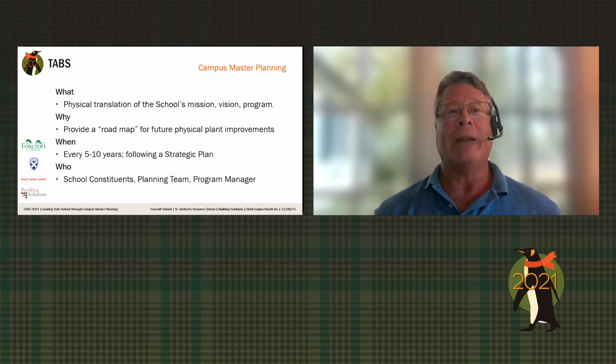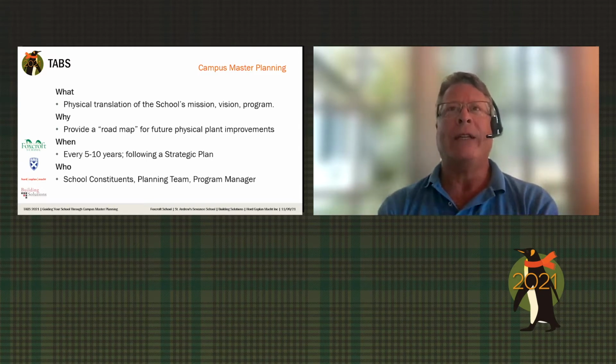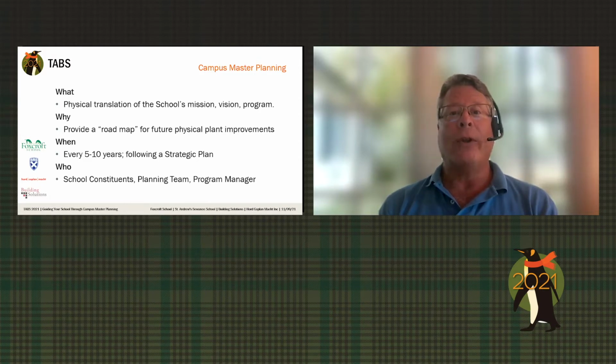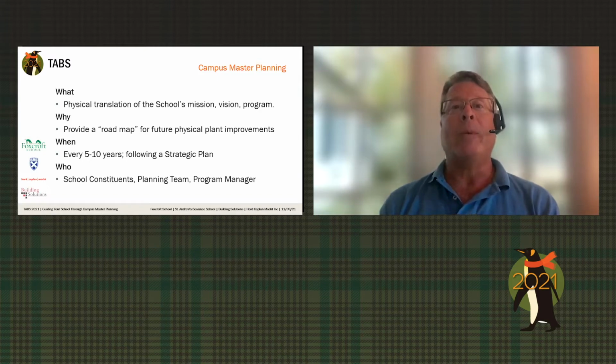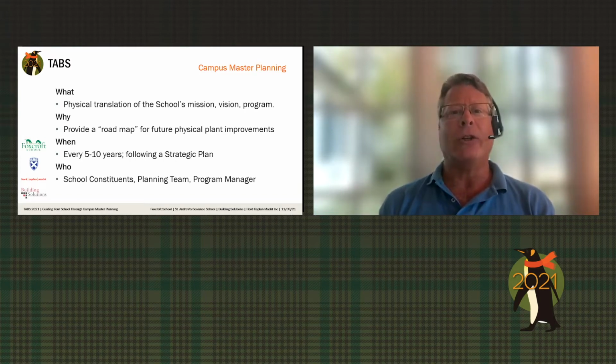The what: the campus master plan is a physical translation of your school's mission, vision, and program. So it really is that physical manifestation of your goals and vision and program, and how it's represented on your campus. Why to do this is to provide that roadmap for future growth and improvements, to do it in a way that makes sense, so you're not proposing something that may be out of sync with future plans. We recommend revisiting your plans at least every 5 to 10 years, and certainly once you've done a strategic plan is a good time to at least revisit, if not redo, your master plan.